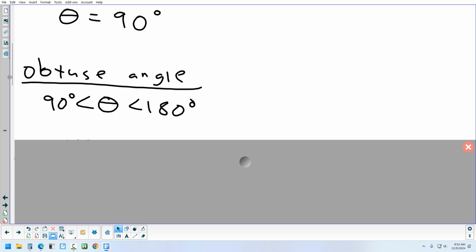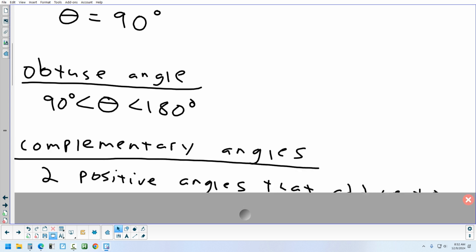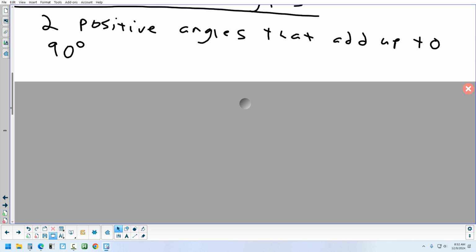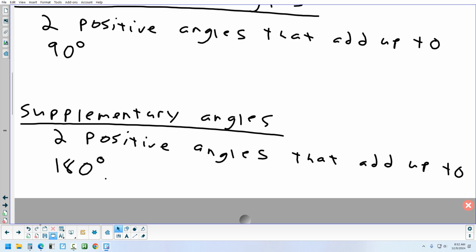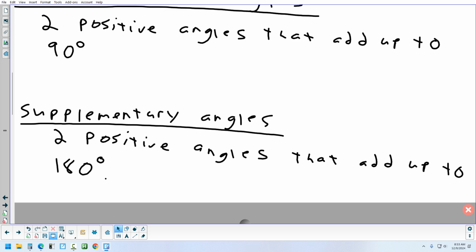And then what do you call the pair of angles if they add up to be 90? So this applies to a pair of angles. Complementary. And what do you call a pair of positive angles that add up to 180? Supplementary. Okay, and there were some questions on the test where you just had to find a complement and a supplement.